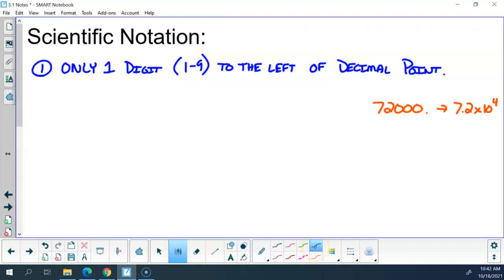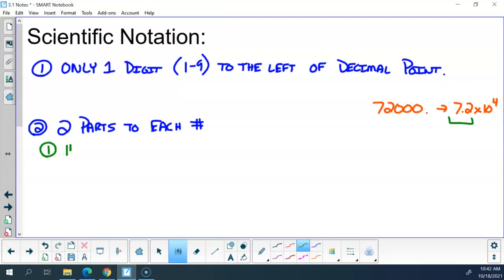Now, the second part is that there are 2 parts to every scientific number, and we deal with those parts separately. So the first part is the actual number part, like the 7.2 over here. That's the first part. That part, we're going to be multiplying and dividing scientific notation numbers. So you are going to multiply or divide that number.